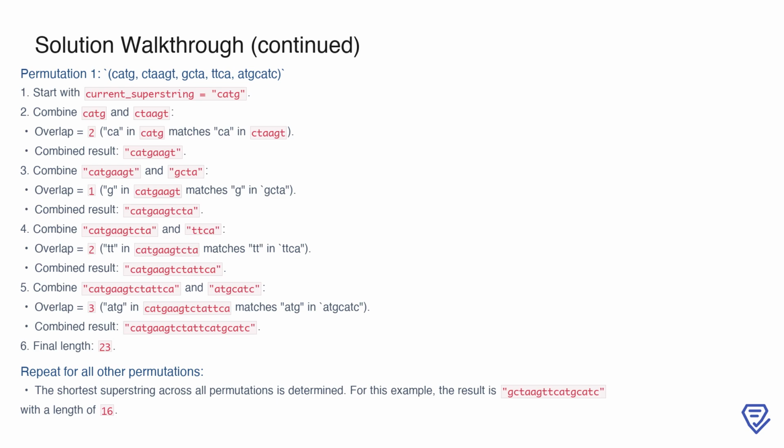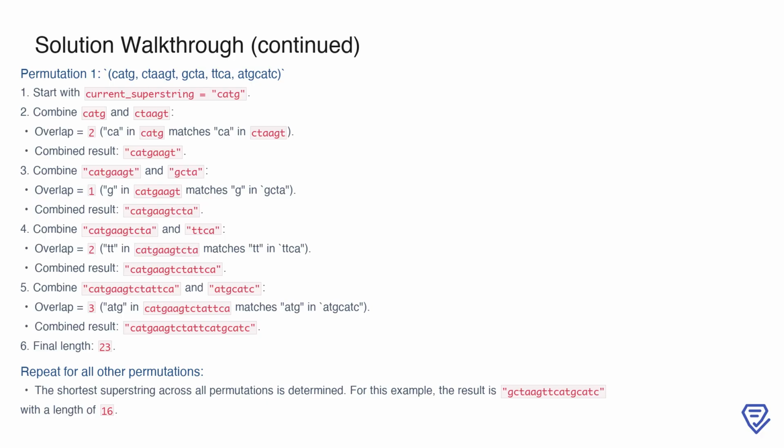Next, we combine cat with tagged. Here, the overlap between these strings is 2, as CA at the end of cat matches CA at the start of tagged. The combined result is catgagged. We then merge this result with the next word, cha. The overlap in this case is 1, as G matches, giving the combined result catgaagta.